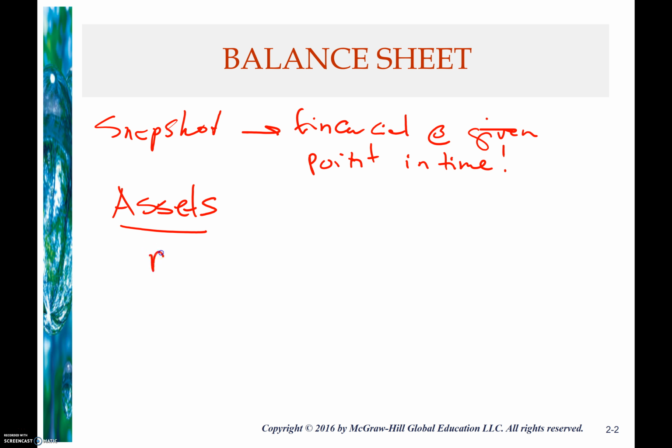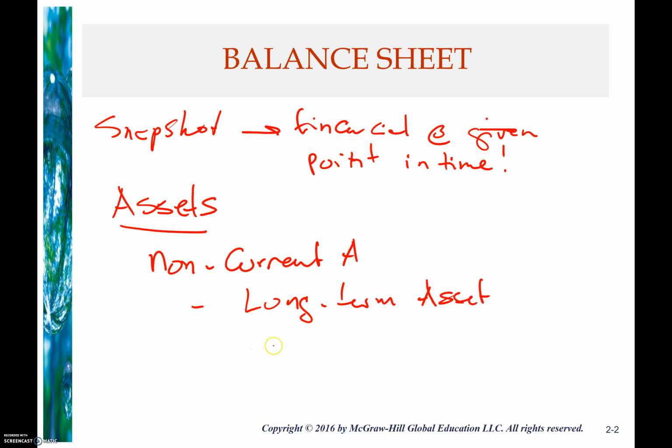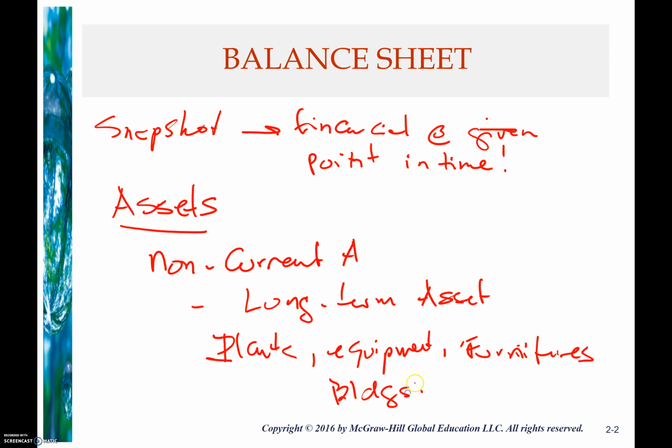Now, at the bottom of your assets, you will find what's called your non-current assets. Let me write it down. Non-current assets are things like your long-term assets. These are your plants. These are your equipment. These are your furniture, and your buildings. Okay, so these are assets that are on your balance sheet for years, right?